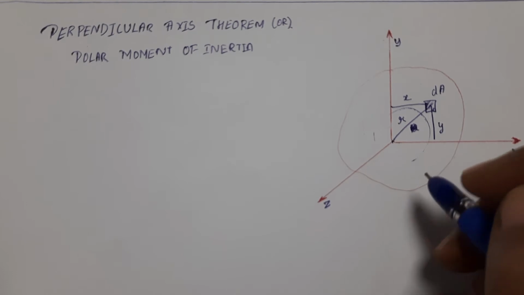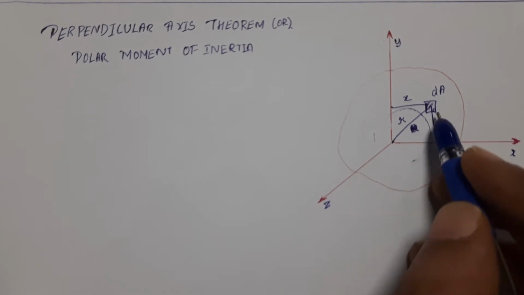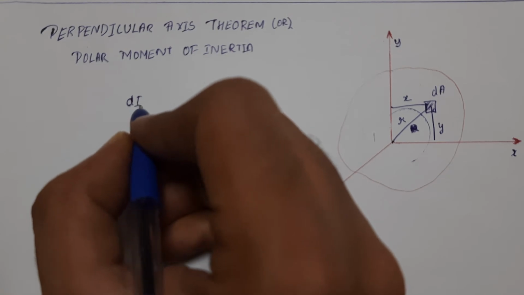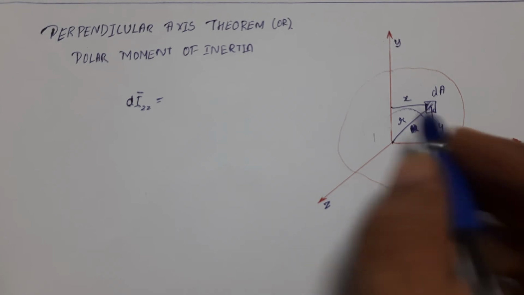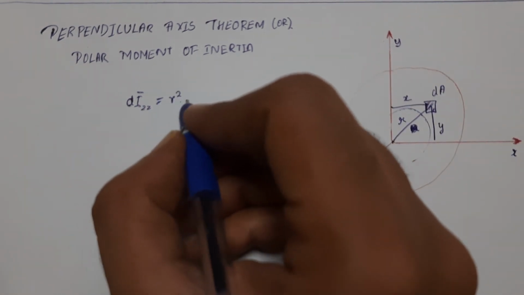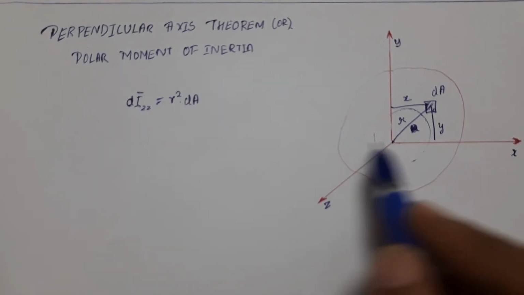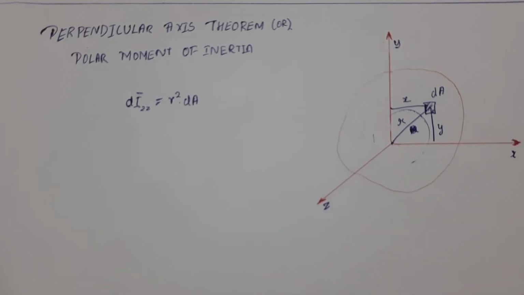Now from the z axis, if you take the moment of inertia, we get the product of area and the square of the perpendicular distance. So that will be nothing but dIzz is equal to, of this particular small area, the square of the perpendicular distance, r square into dA. Integrating this equation, we will get the polar moment of inertia of this entire lamina.